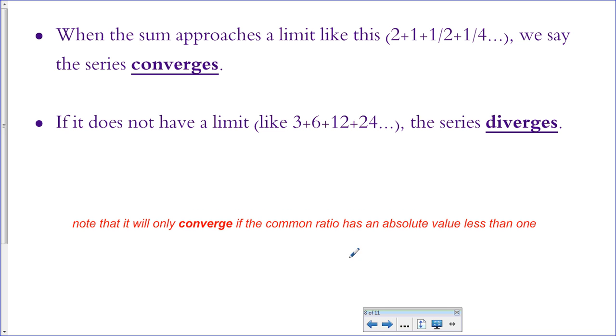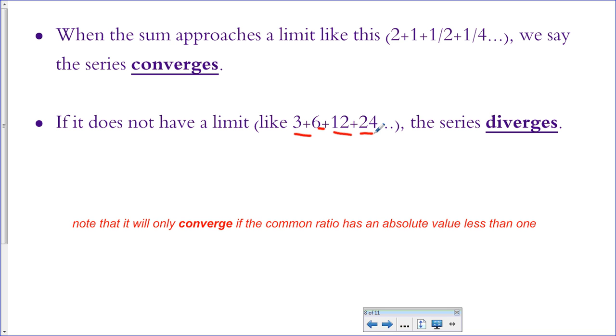So when the sum approaches a limit like this, we say that the series converges because it's coming toward a specific value. If it doesn't have a limit, like if I was to add 3 plus 6 plus 12 plus 24 and keep going like that, that's just going to get to infinity, right? That's called a series that diverges.